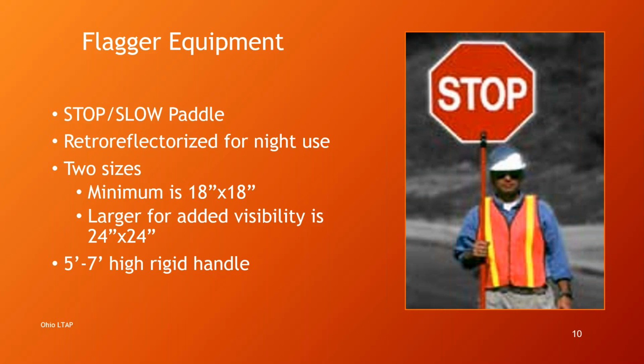And there are different sizes for a stop slow paddle. The minimum size is 18 by 18 inches, but that's only for really low speeds and maybe low volumes of traffic. The other size is 24 by 24. Now, if it was up to me, there'd only be one size, 24 by 24. It's like, why would you buy the small one to begin with? And this stop slow paddle is attached to a 5 foot to 7 foot high rigid handle.